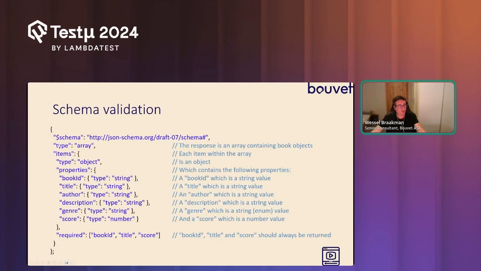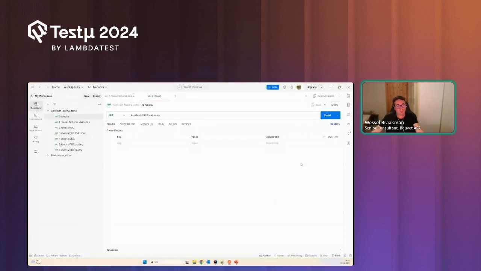It is a JSON schema where I say that the return type should be an array. You can read the comments over there on the right. Each item within this array is an object, and it contains a couple of properties: book ID, title, author, description, genre, and score. And lastly, we define that book ID, title, and score should always be returned. Now, there's a tiny icon on the bottom right of this slide, which means we hop to Postman and see a bit what this looks like.